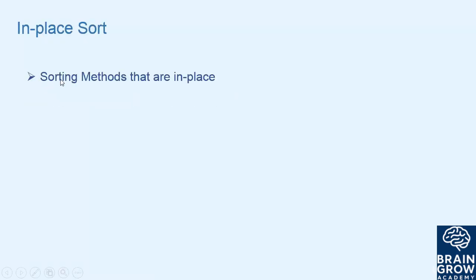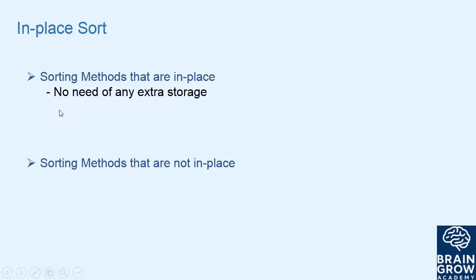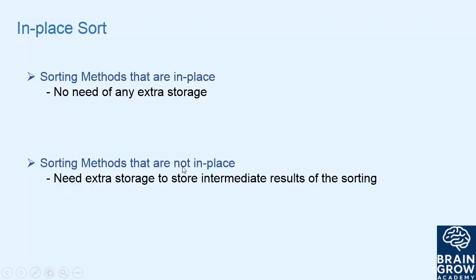Now let us see the difference between sorting methods that are in place and sorting methods that are not in place. Sorting methods that are in place don't need any extra storage for performing the sorting, while sorting methods that are not in place need some extra storage for performing the sorting. And this extra storage is generally proportional to the size of data.